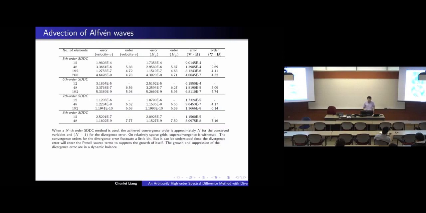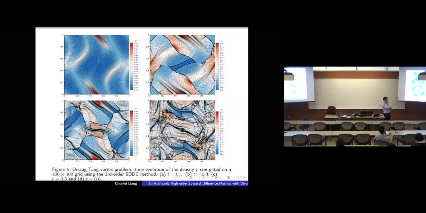Okay, now we simulate a very well-known benchmark problem. It's called the Orszag-Tang vortex problem. Initially the flow is quite smooth, and later on we generate a lot of shocks. So this problem is challenging over time. As you run, the shocks and structures will interact, and the fine structure will be quite challenging to resolve, especially if your grid is pretty coarse. So we use a 400 by 400 grid, and we simulate from 0.1 second to 0.6 second at the bottom right. And the results are very consistent with the results published in the literature.